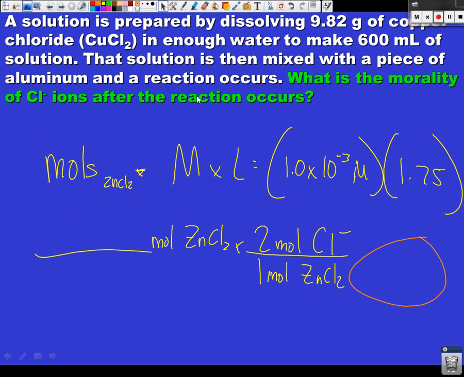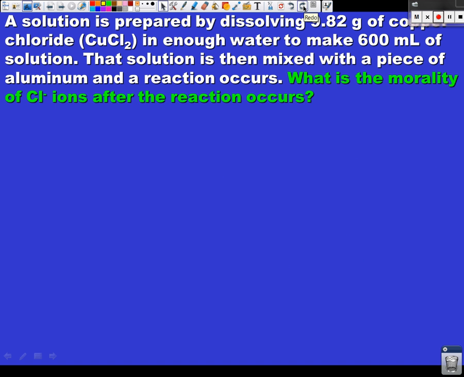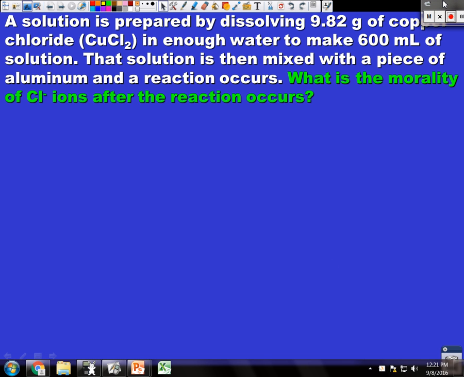All right, so let's look at this one. A solution is prepared by dissolving. Now, guys, this is a brand new technique and topic, so stay with me. A solution is prepared by dissolving 9.82 grams of copper chloride in enough water to make 600 milliliters of solution. That solution is then mixed with a piece of aluminum and a reaction occurs. What is the morality of the chloride ions after the reaction?